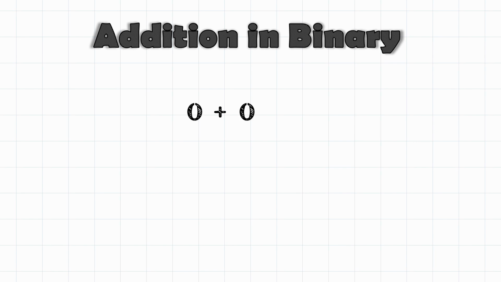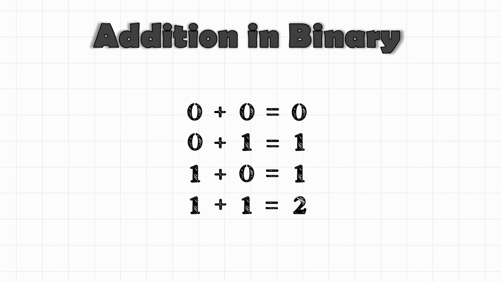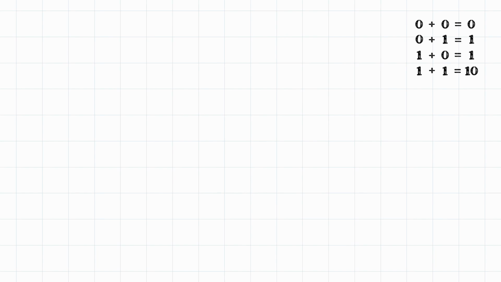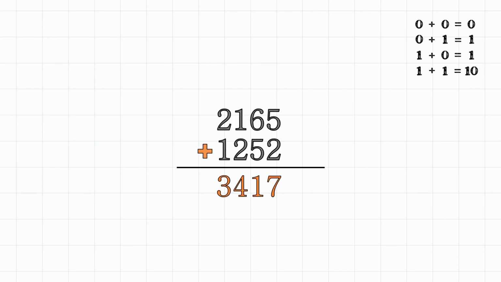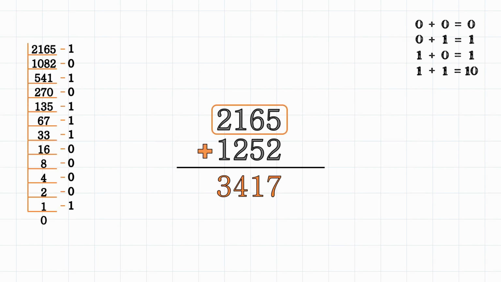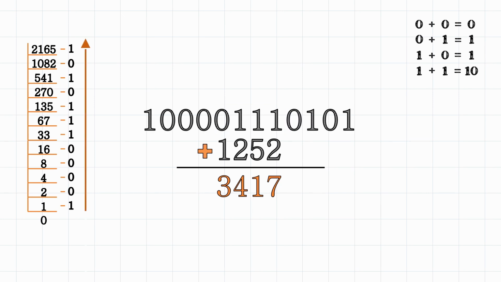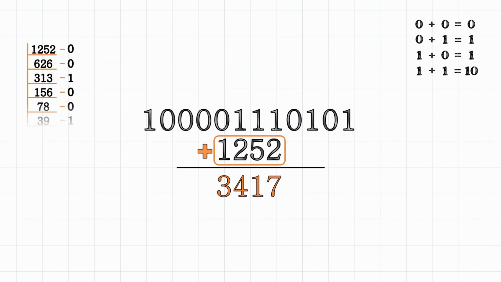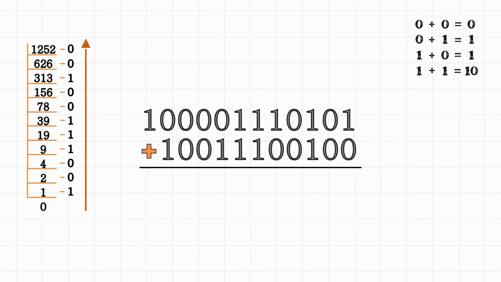0 added to 0 is obviously 0. 0 added to 1 or 1 added to 0 yields a 1. And 1 plus 1 gives 2, which is 10 in binary. Using this addition table, now let's add the same numbers in binary. Binary equivalent of 2165 is this 12-digit number, and binary equivalent of 1252 is this 11-digit number.